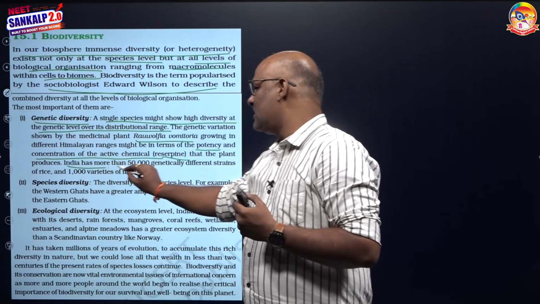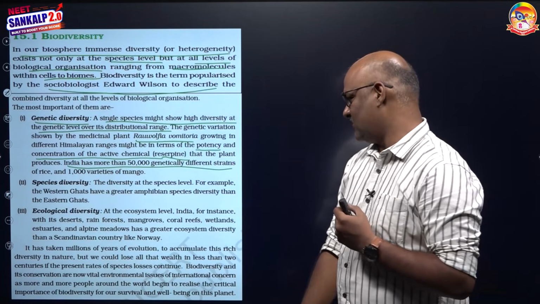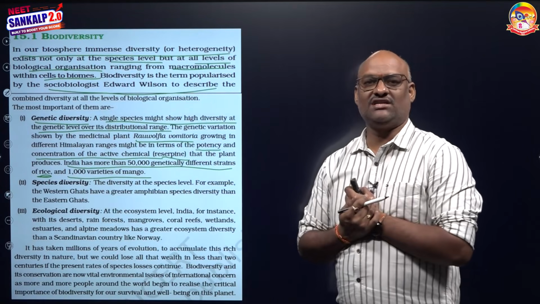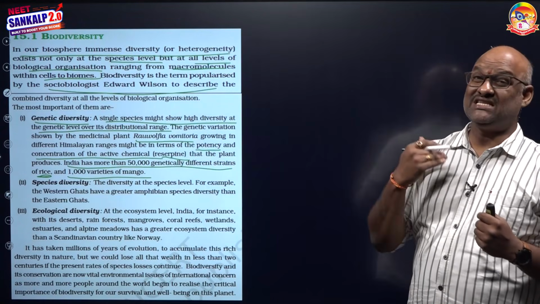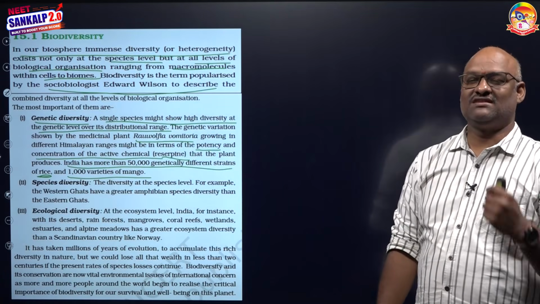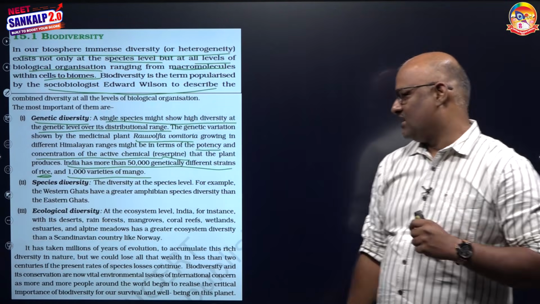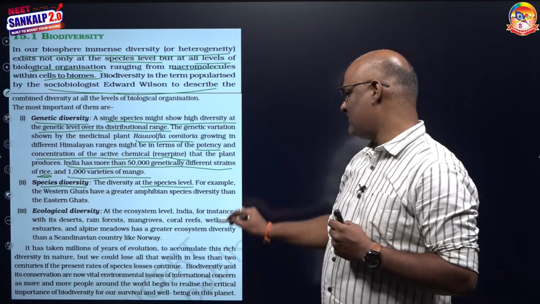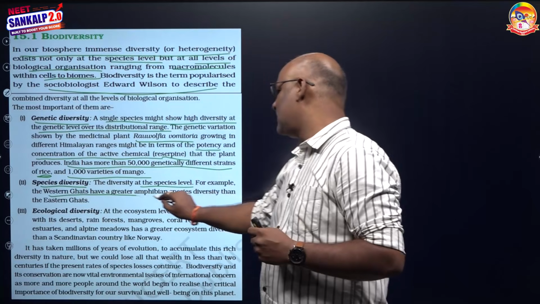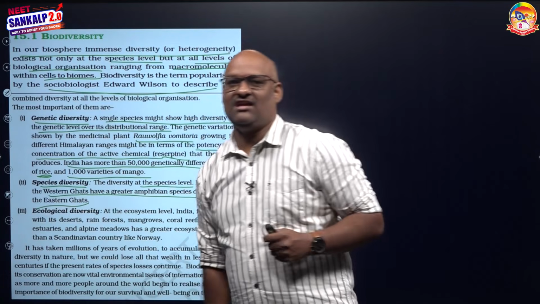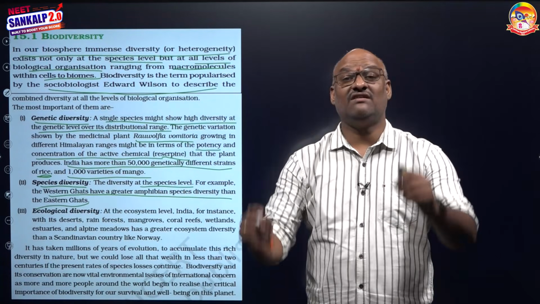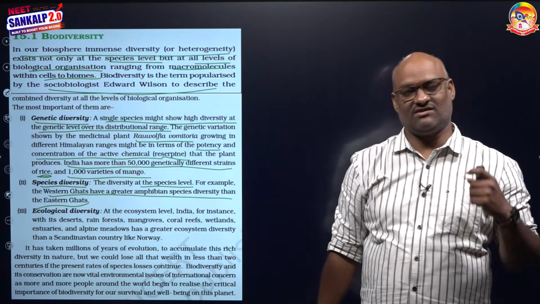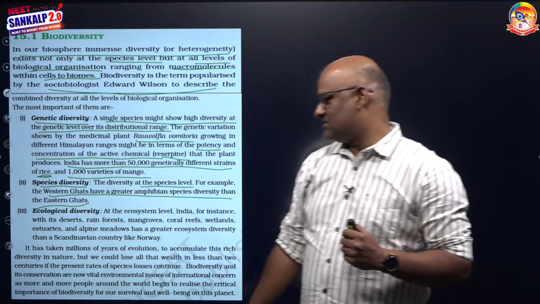Similarly, India has more than 50,000 genetically different strains of rice, which is very important, as well as 1,000 varieties of mangoes, differing at the genetic level. Next is species diversity. For example, the Western Ghats have greater amphibian species diversity than the Eastern Ghats. So this is an example of species diversity.